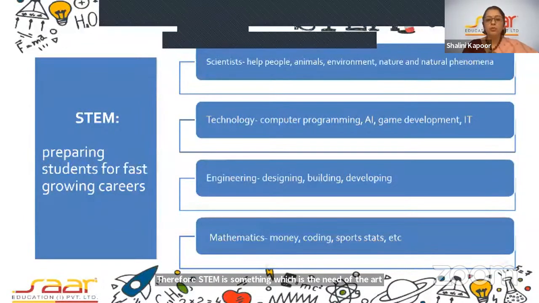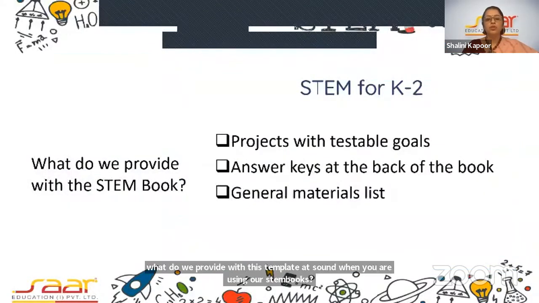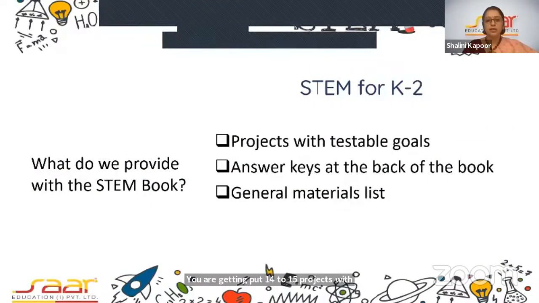Now, what do we provide with the STEM book? At SAR, when you are using our STEM books, you are getting 14 to 15 projects with testable goals, very clearly mentioned. You are getting answer keys at the back of the book, and you're getting a general material list. Plus, you are getting training and support wherever you need it.